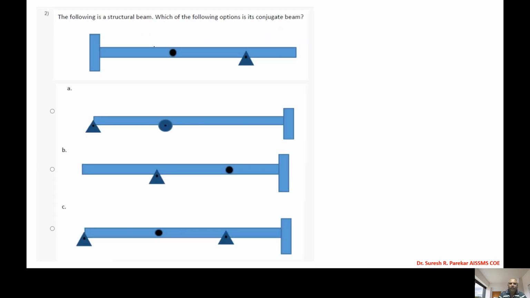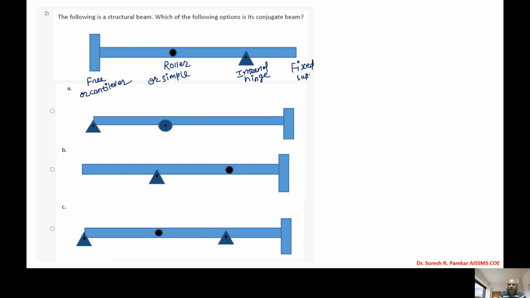Then we have the second problem, which of the conjugate beams. In a conjugate beam, a cantilever part becomes free or cantilever. Then an internal hinge becomes a roller support or simple support. Then a simple support becomes an internal hinge. And then a cantilever becomes a fixed support.